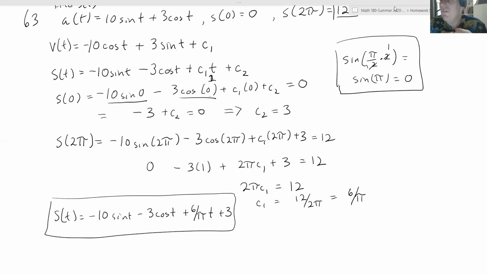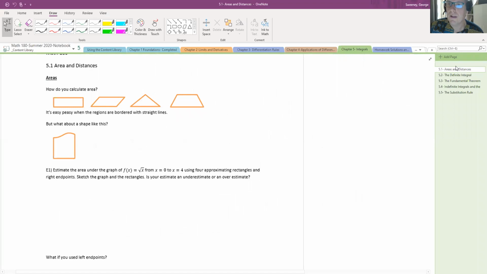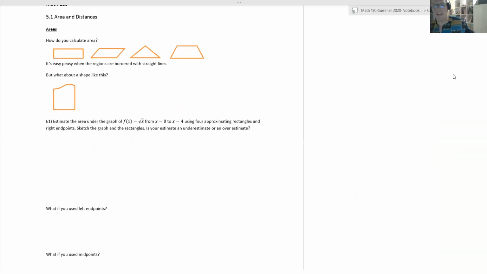It's just a matter of drawing rectangles and counting rectangles, and that's what we're going to do today. We're going to do 5.1. We're going to start talking about areas and distances. All right, so we're in the notes now. What we're going to look at today is areas and distances.